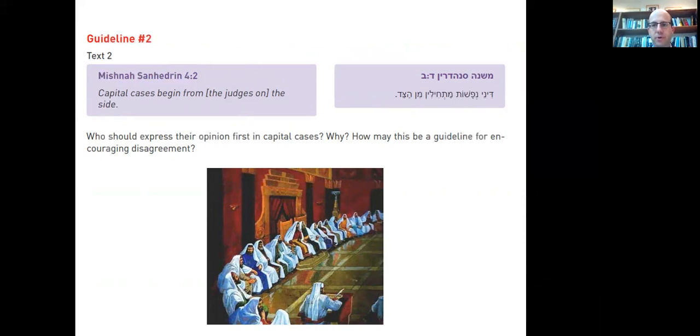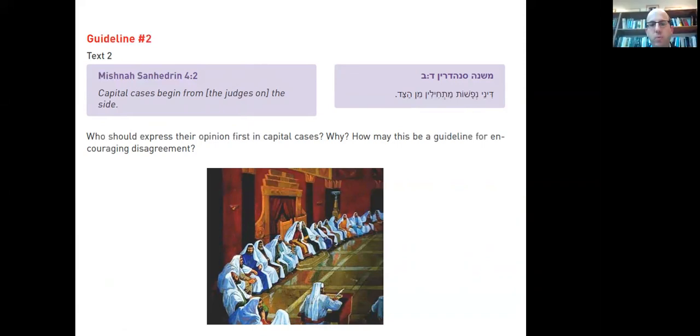You can chat or unmute yourself. Can they unmute themselves? If you cannot unmute yourself, send me a chat and I will unmute you. Any thoughts? Why start on the judges on the side? To allow everyone to have a valid opinion, or to express an equal opinion. Because the assumption is, who's sitting on the side? Pardon? The less seniority or younger people?